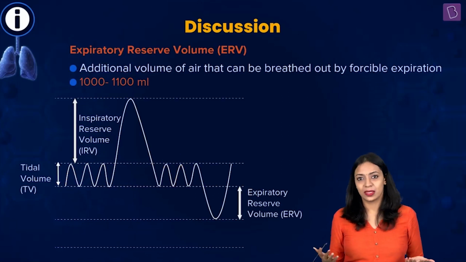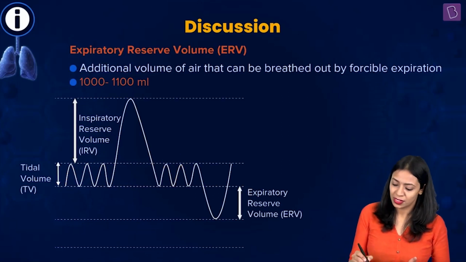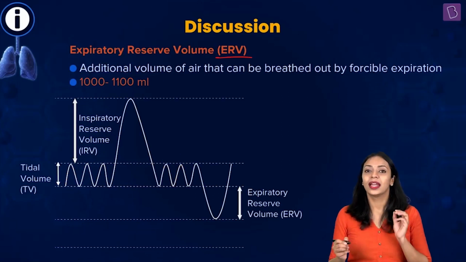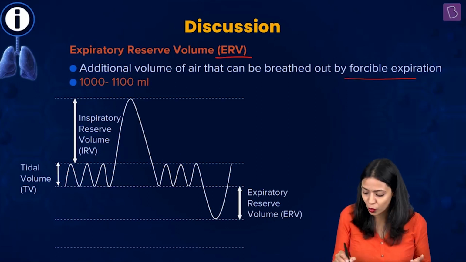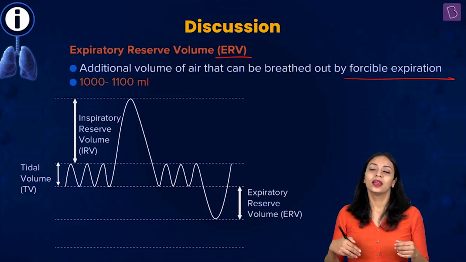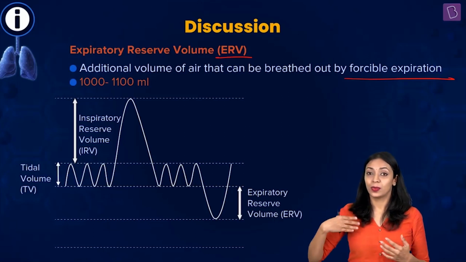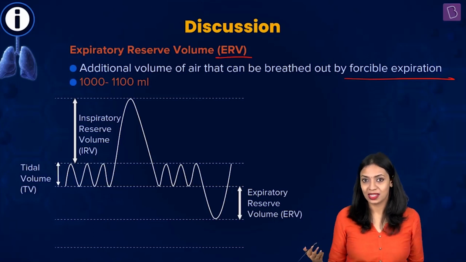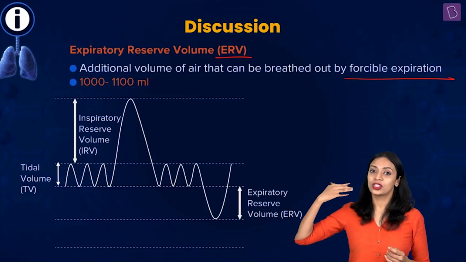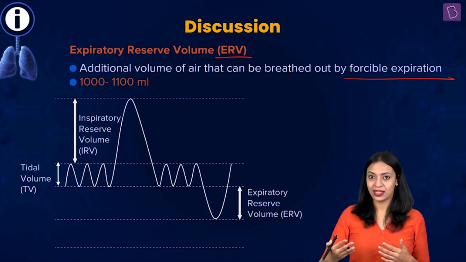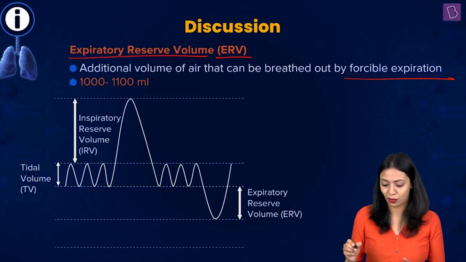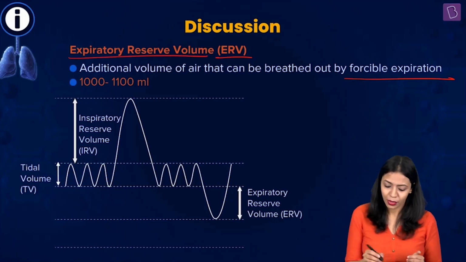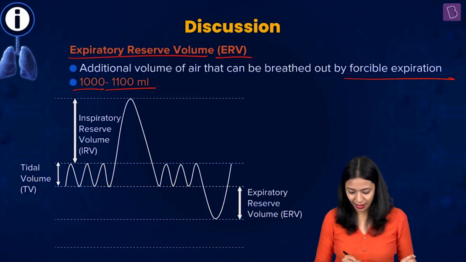Expiratory reserve volume is very similar. Expiratory reserve volume is abbreviated as ERV. It is the additional volume of air that a person can breathe out by forcible expiration. Tidal volume is the amount of air that we can breathe out during normal effortless expiration. But when we forcibly breathe out, then the additional volume of air that we're giving out is the expiratory reserve volume. It's about 1,000 to 1,100 ml.